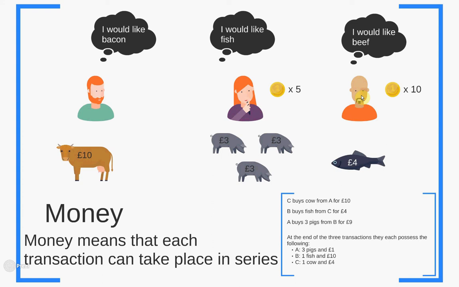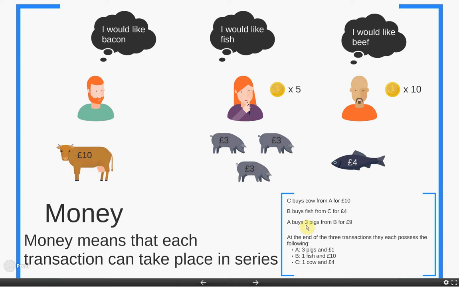And the final transaction is A could then buy the three pigs from B for £9. So A, remember, has now got £10, having sold the cow, so can now afford to buy three pigs from B. And at the end of the day, A has three pigs and £1. B has one fish and £10, and C has one cow and £4.